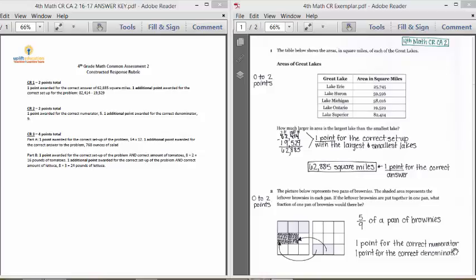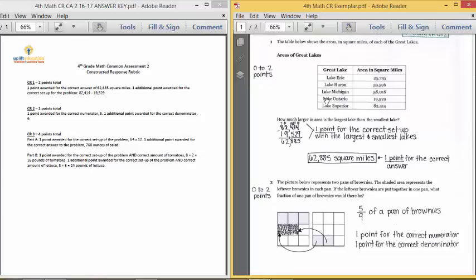I'm going to walk you through a couple of the examples and what you should be looking for as you grade your common assessments. For question number 1, it's asking scholars to take a look and use a table in order to find out how much larger an area one lake is from another. So they would be using a lot of computation and also need to be able to set up the problem correctly. Constructive response question number 1 is worth 2 points.